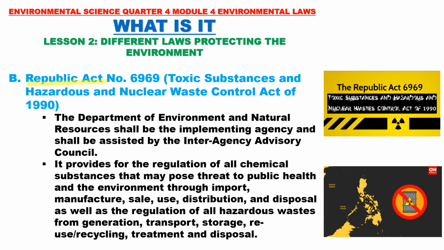Republic Act No. 6969 or Toxic Substances and Hazardous and Nuclear Waste Control Act of 1990. The Department of Environment and Natural Resources shall be the implementing agency. It provides for the regulation of all chemical substances that may pose threat to public health and the environment.